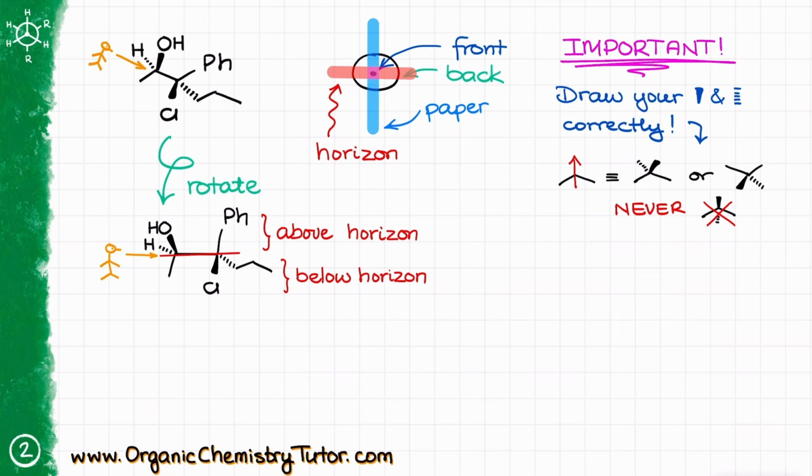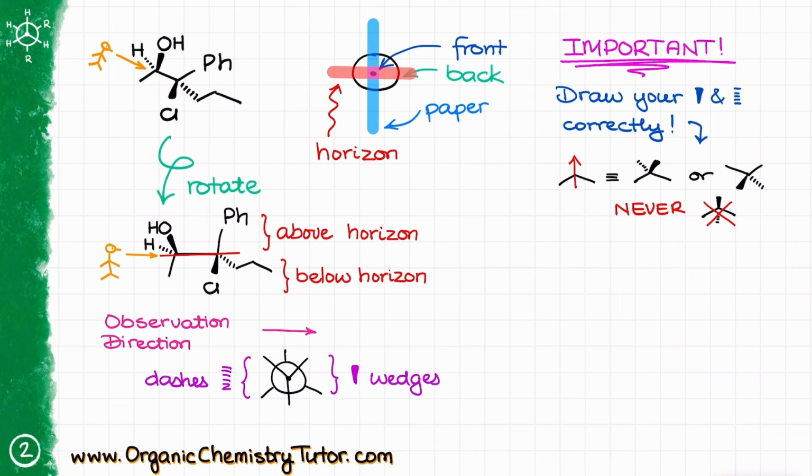All right, so the next step is to look at our dashes and wedges. The way we look at the molecule is super important here. If we look at our molecule from left to right, like what I have in this example, then our wedges are going to be on the right side of the paper line in the Newman projection, and likewise the dashes will be on the left. Like this. And if we're looking at our molecule from right to left, it's going to be the other way around. The dashes are going to be on the right, while the wedges are going to be on the left.